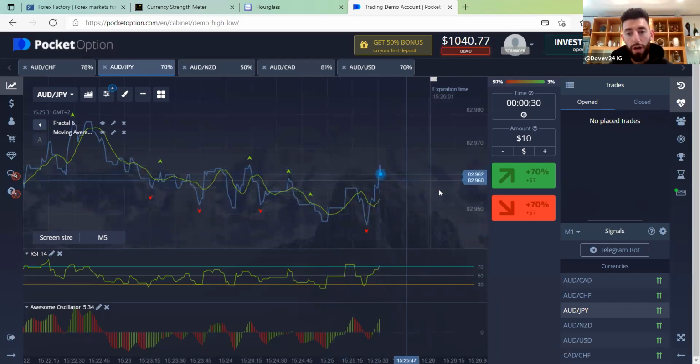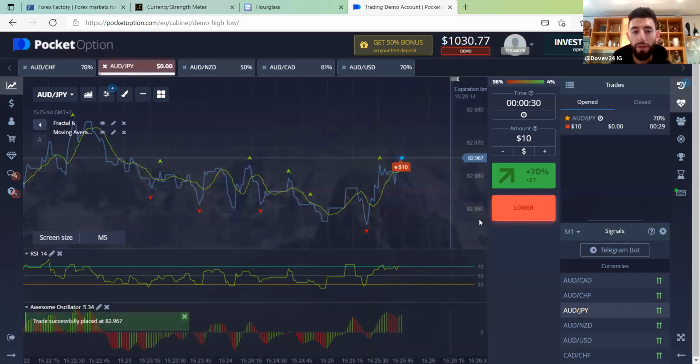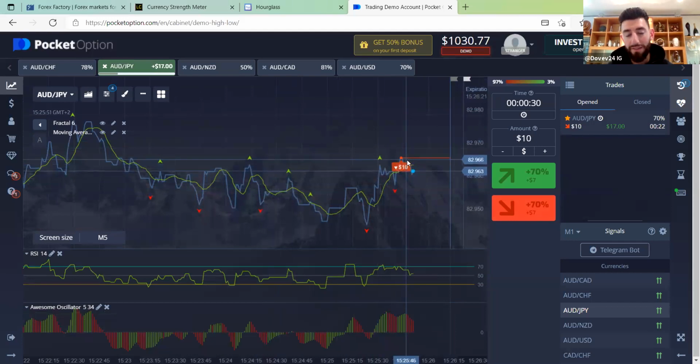I do want it to shoot up. Oh, it just about hit that 966. It touched it again. Okay. There it is, guys. It just came back to that 967 again and then went back down.